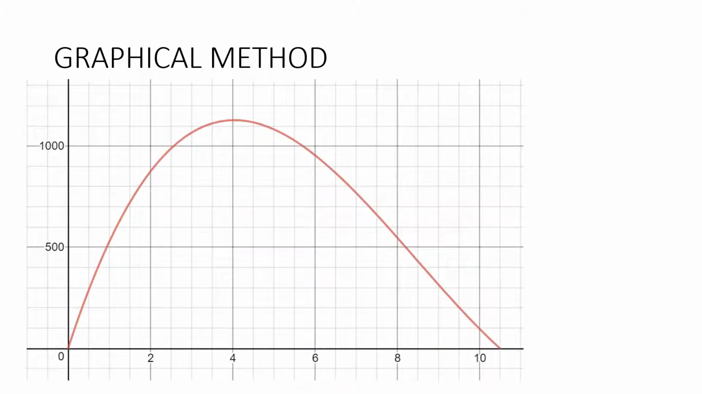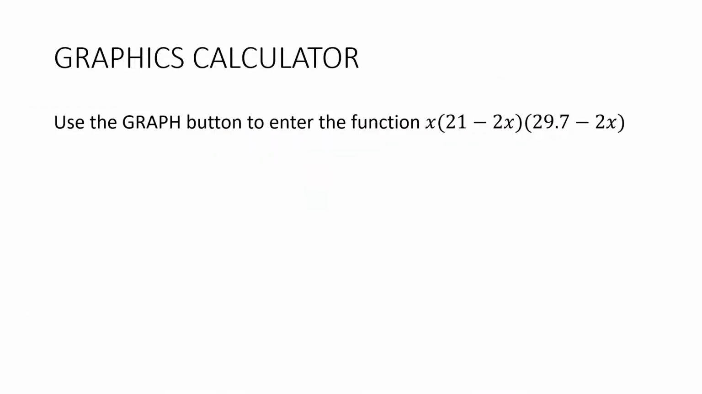So we'll have to find other methods to solve it. So we could use a graphical method. We could graph that expression and then just find this turning point by looking at it. And again, it looks like 4 is the solution that gives us the maximum volume. Let's have a look at how we might do this on the graphics calculator, because it is possible you get a question like this on the calculator paper.